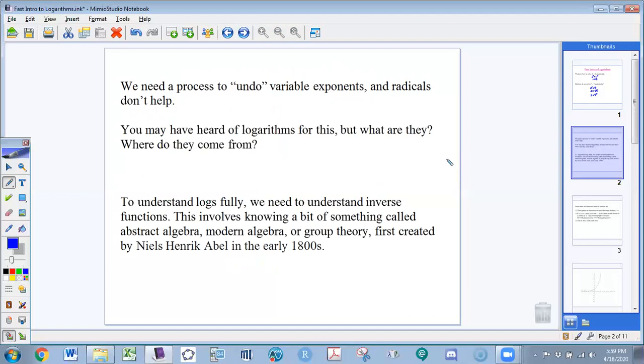And you may have thought about logarithms. You may have heard of those before, but what really are they? And how do we develop them? Where do they come from? Well, to really get that idea down, we would need to understand something called inverse functions. This comes from investigating abstract algebra, modern algebra, specifically group theory. All of this was first created by Niels Henrik Abel in the 1800s. He was a Norwegian mathematician who died extremely young. It's very sad because he was very brilliant, but died of tuberculosis.